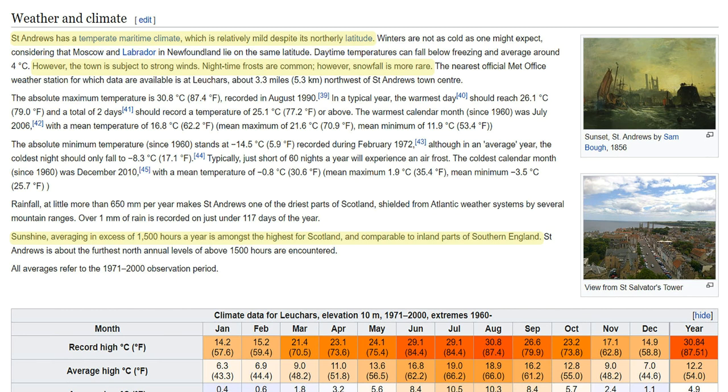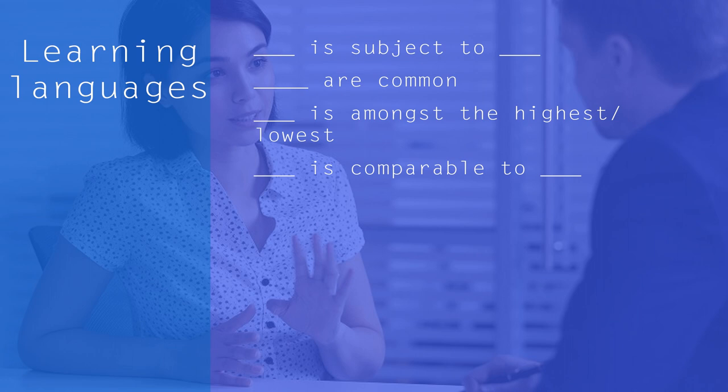Obviously, when doing an IELTS speaking test, you're not expected to know statistics about climate. However, some of the language here is quite useful. Words like temperate, mild, northerly are ones that move beyond the basic IELTS vocabulary required for Band 6. Those phrases, "is subject to," "are common," these are also very helpful.